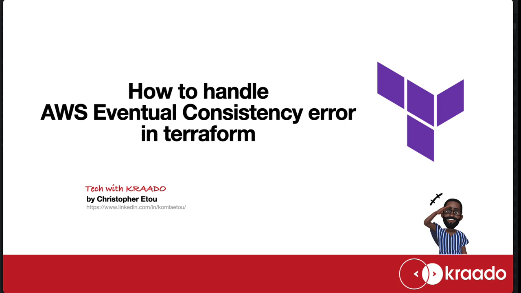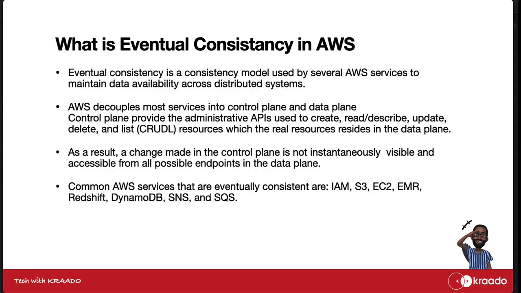My name is Chris. In this short video, we're going to look at how to handle AWS eventual consistency error in Terraform. What is eventual consistency? It's basically an asynchronous consistency model that maintains data availability across distributed systems. The way it's implemented in AWS is that AWS infrastructure is decoupled into a control plane and a data plane, where all API requests for creating, reading, updating, deleting, and listing resources are sent to the control plane, and the execution is implemented in the data plane.